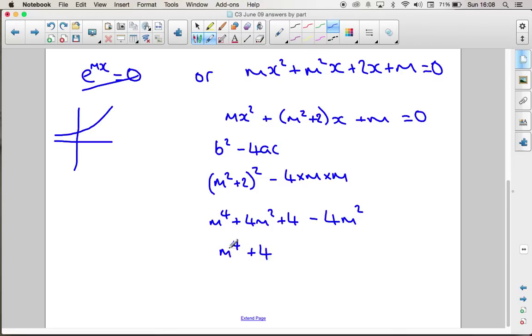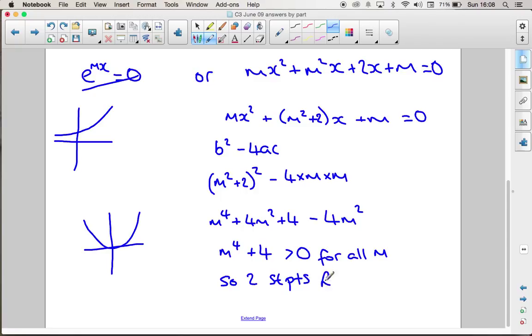M to the power of 4 will always be positive. Its graph looks like this. That's never negative. So if we add on 4, this will always be positive for any value of m. So because it's positive for any value of m, that means the discriminant is positive for any value of m, which means there will always be 2 stationary points for all values of m.